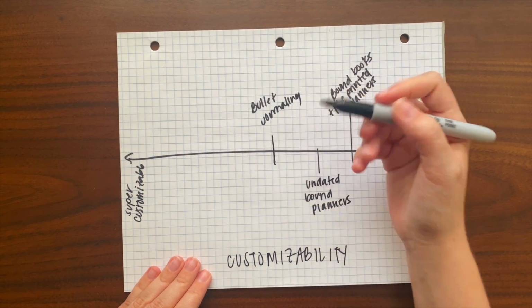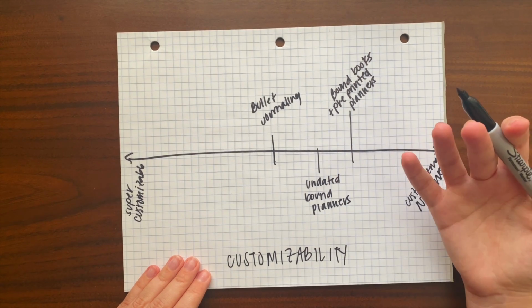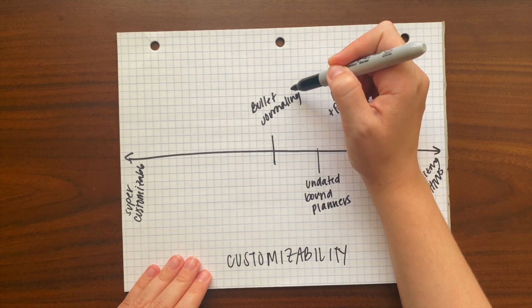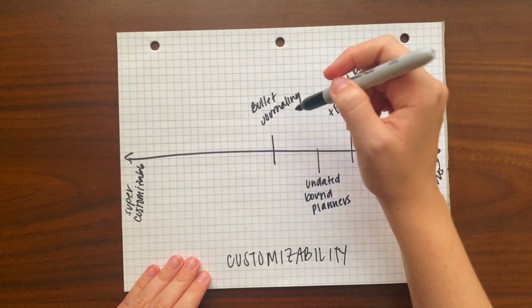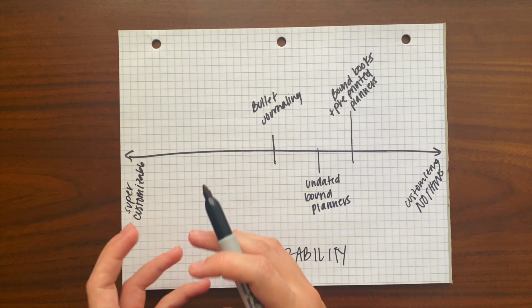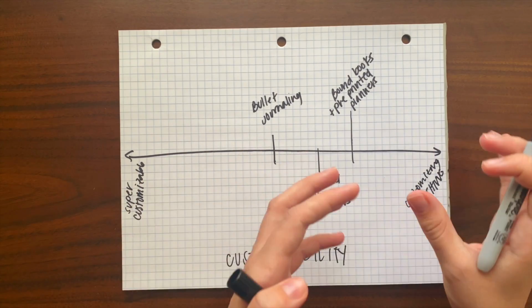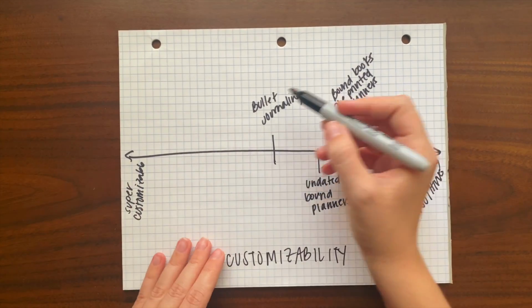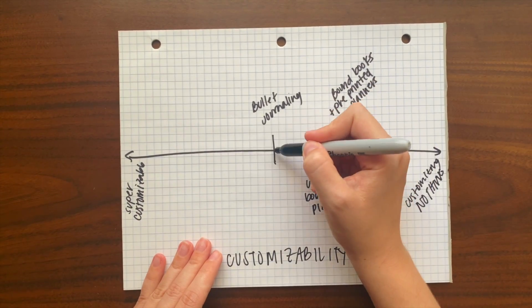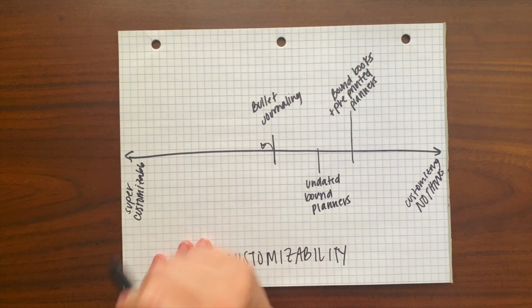Bullet journaling is kind of like in the middle. You can, of course, customize everything with bullet journaling, technically, but I think the actual system of bullet journaling is a defined system. It's very flexible because it gives you the opportunity to follow a set of rules or customize it yourself, keep it minimal or go excessive. I'm going to go ahead and put that about in the middle, like maybe slightly towards the super customizable section.